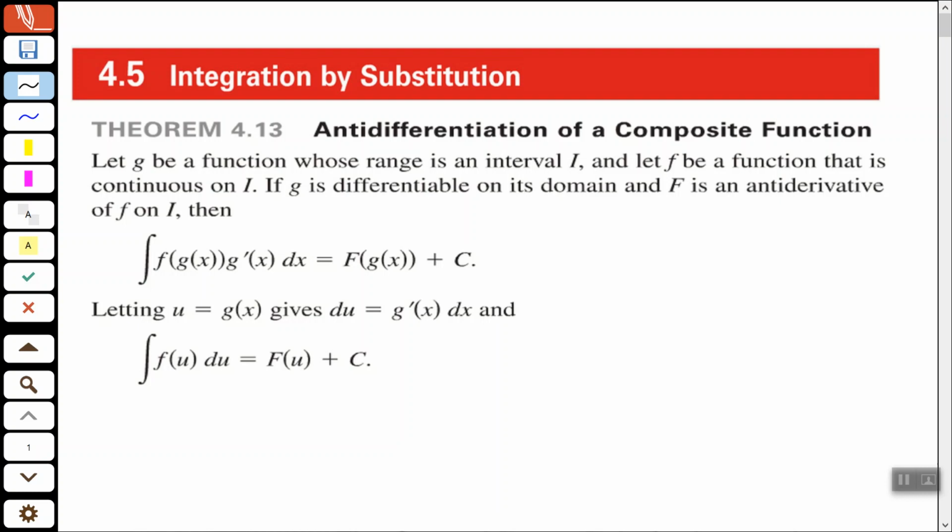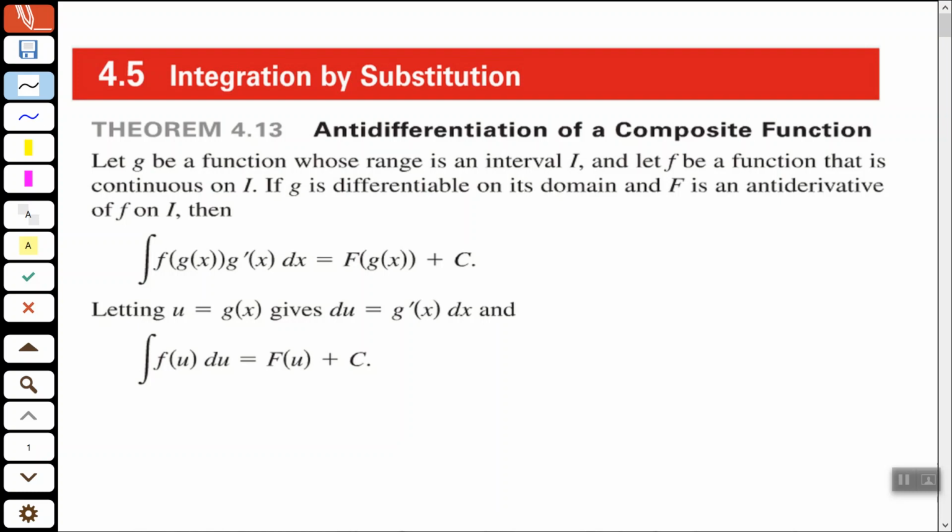In this video, we are going to look at integration by substitution. So the anti-differentiation of a composite function says to let g be a function whose range is an interval I, and let f be a function that is continuous on that interval I. If g is differentiable on its domain, and capital F is an antiderivative of lowercase f on the interval I, then we have the following. The integration of f of g of x times g prime of x dx is equal to the antiderivative F of g of x plus c.